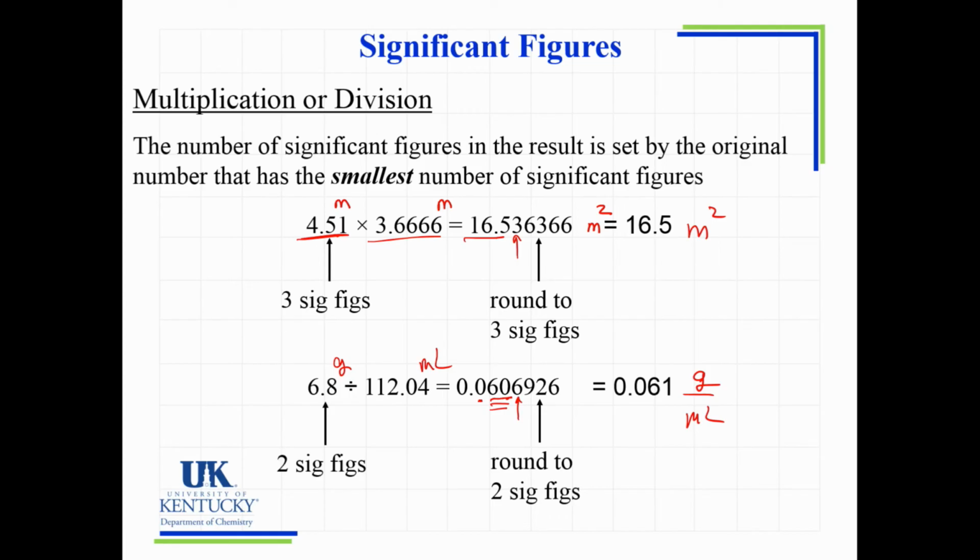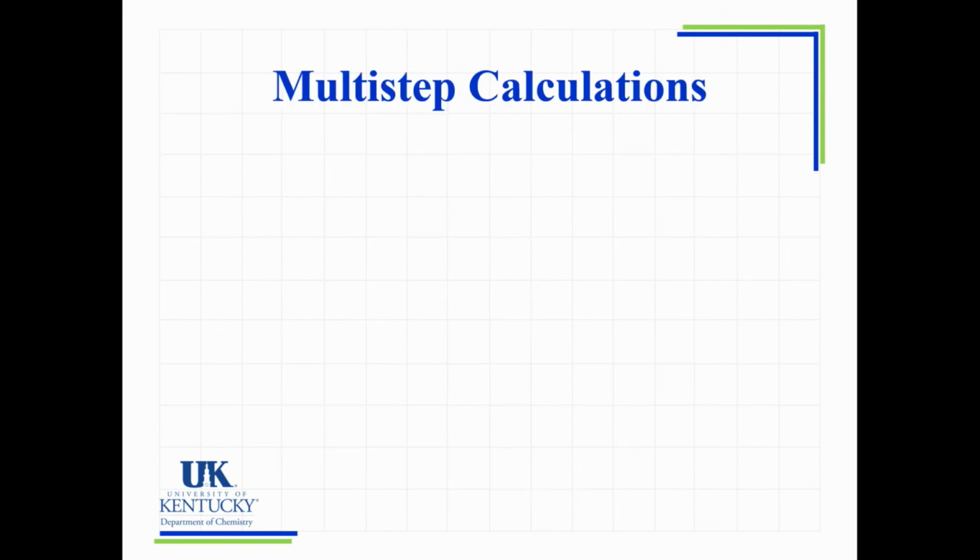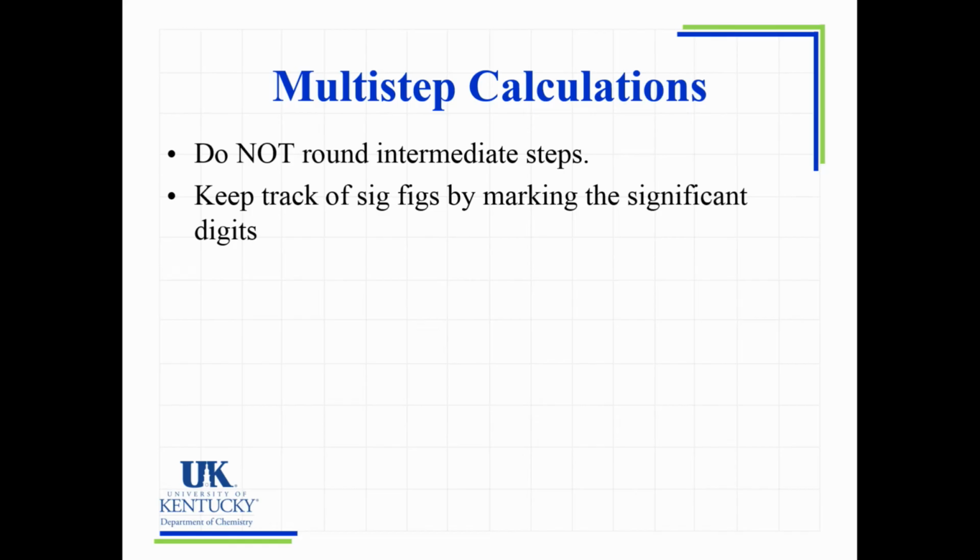Now sometimes we're going to have a calculation in which we have to do both multiplication and division, and addition and subtraction. What do we do in those cases? If it's a multi-step calculation, you're not going to want to round along the way. You want to keep all your significant figures and let your calculator carry them. Then at the very end, you're going to round by following the rules, and thinking about the rules as you go. You're going to keep track of those sig figs and do a check of things as you go. So here's an example of what I'm talking about.